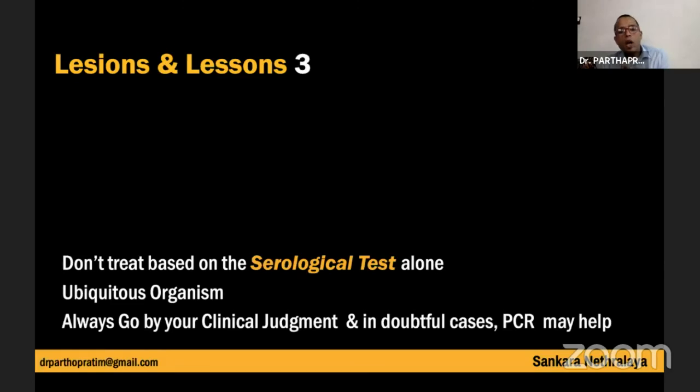The number 3: do not treat based on the serological test. Relying on the TORCH titer to diagnose a viral retinitis can sometimes be dangerous, because these are ubiquitous organisms. So the mere presence of a positive serological test does not mean anything. For example, I have seen a referral where, based on the serological test, the anterior uveitis was thought to be a cytomegalovirus anterior uveitis. So you have to interpret this test very carefully. Always go by your clinical judgment, and in doubtful cases, PCR may help. Thank you.